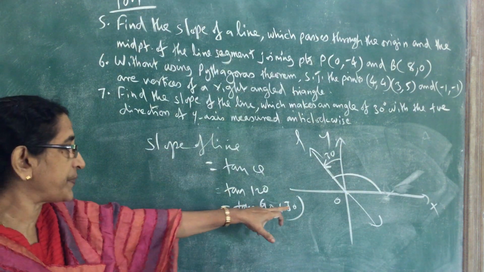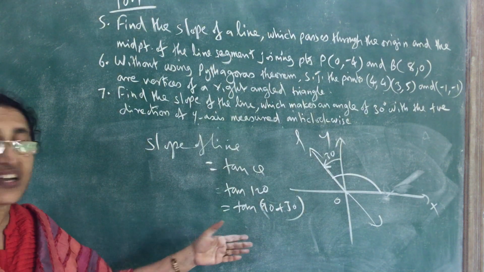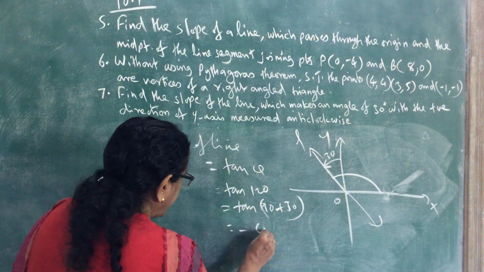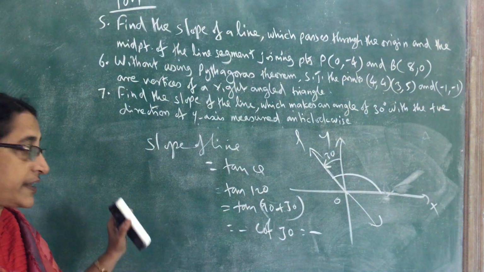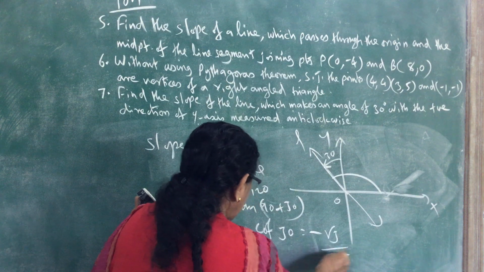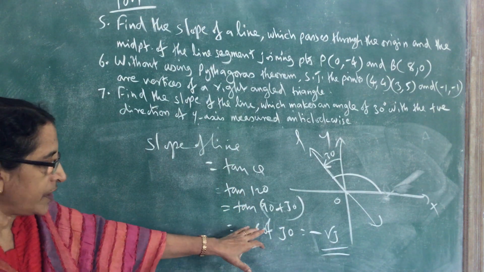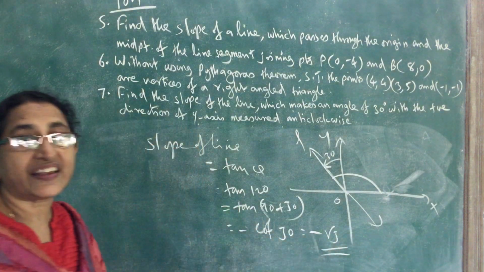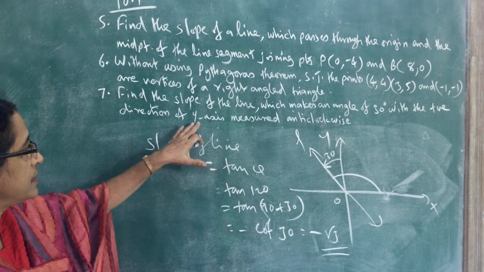This is 90 plus, which means second quadrant. In the second quadrant, sine is positive, tan is negative. And because of 90, tan becomes cot. That is equal to minus cot 30 degree. Tan 30 is 1 by root 3. Cot 30 is root 3. So minus root 3. Therefore the slope of the line is minus root 3. That's the answer. Okay.